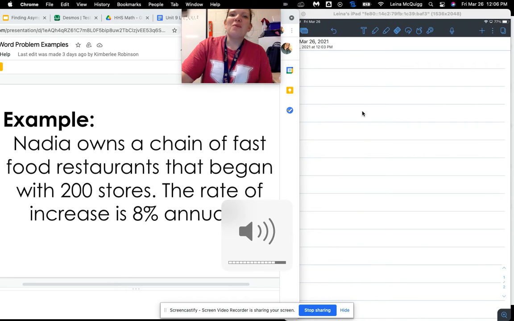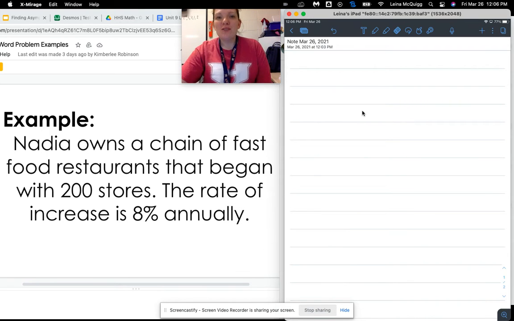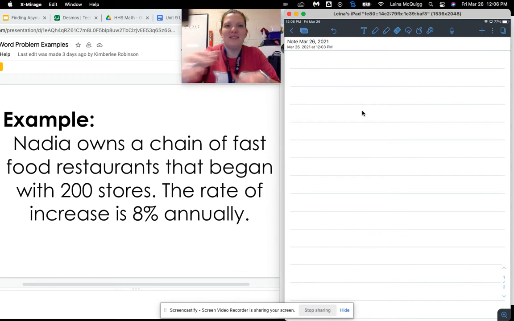Hey guys, welcome back. Today you are doing word problems with exponential functions. I have a couple of examples I'm going to work with you here. You don't have these to pull up anywhere. I'm just going to work these two examples and then you're going to do the assignment.